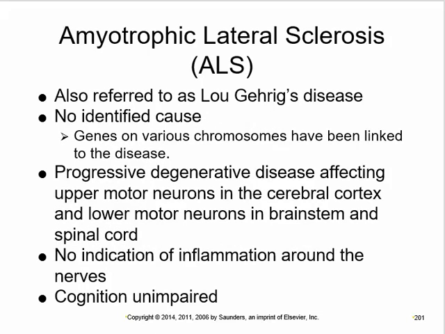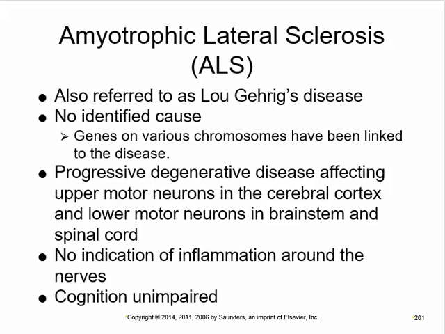Okay, the next one we're going to talk about is ALS, amyotrophic lateral sclerosis. This is Lou Gehrig's disease. Lou Gehrig was a very famous baseball player. He was on the same team as Babe Ruth. Many thought he was a better ball player than Babe Ruth. He played for the Yankees. He was called the Iron Man of sport. He had set the record for the most games played in, etc.